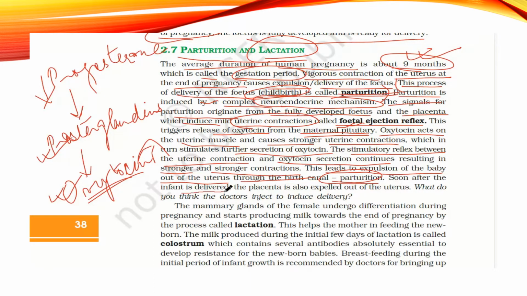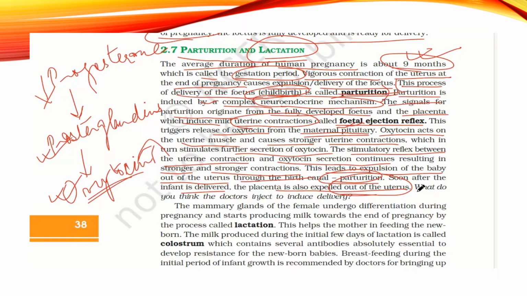Soon after the infant is delivered, the placenta is also expelled out of the uterus. This is the organ, the placenta, which was formed as soon as the pregnancy started, to help in the process. This is actually due to the oxytocin secretion. More and more contractions happen, stronger contractions happen, and the baby is expelled out of the body.